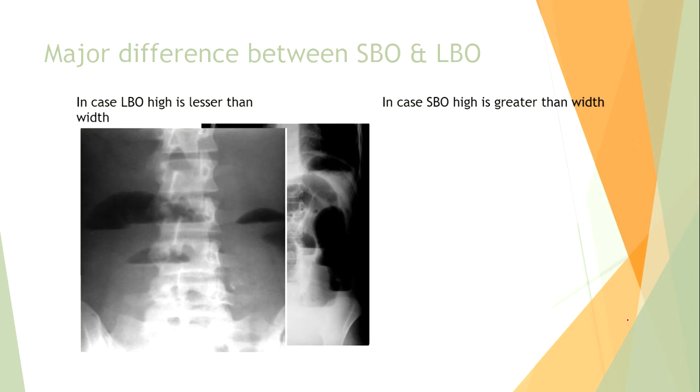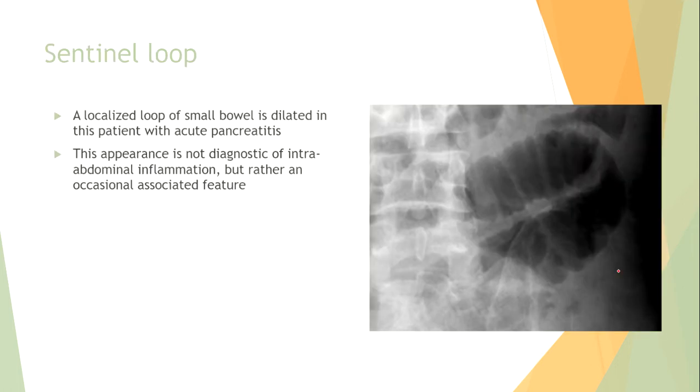Major difference between small bowel obstruction and large bowel obstruction. In the case of lower bowel obstruction, height is less than width. In the case of small bowel obstruction, height is greater than width. Sentinel loop. A localized loop of small bowel is dilated in this patient with acute pancreatitis. This appearance is not diagnostic for intra-abdominal inflammation, but rather an occasional associated feature.